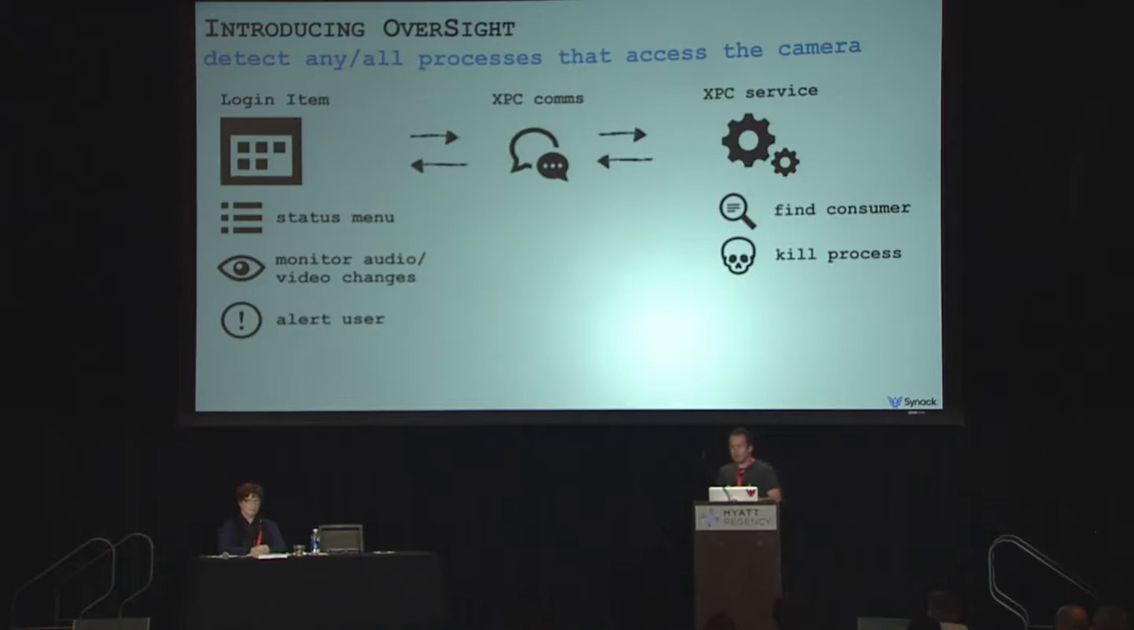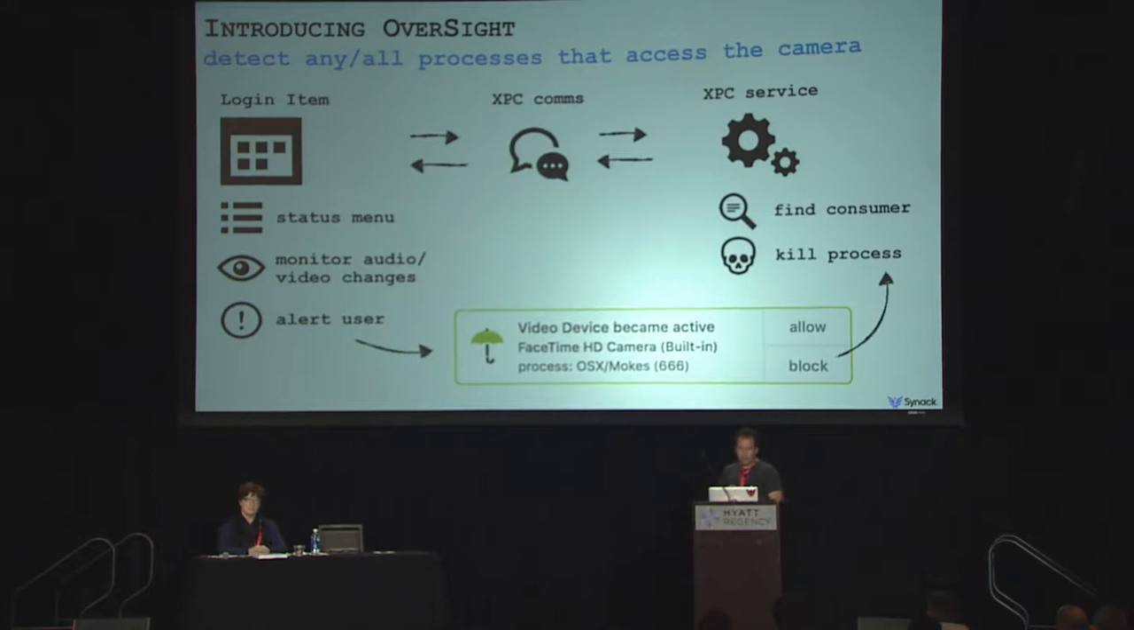So under the hood, Oversight is designed in the following manner. There are 2 components: a login item and an XPC service. The login item runs every time the user logs in, and it does a few things. First, it can display a status menu, which shows you the activated devices, so if the camera or the mic is active, and it allows the user to configure the app, nothing too special there. Then it also monitors for audio and video changes using the methods we described earlier. And it will generate alerts to the user because it's running in the desktop session, so it's able to display notifications to the user.